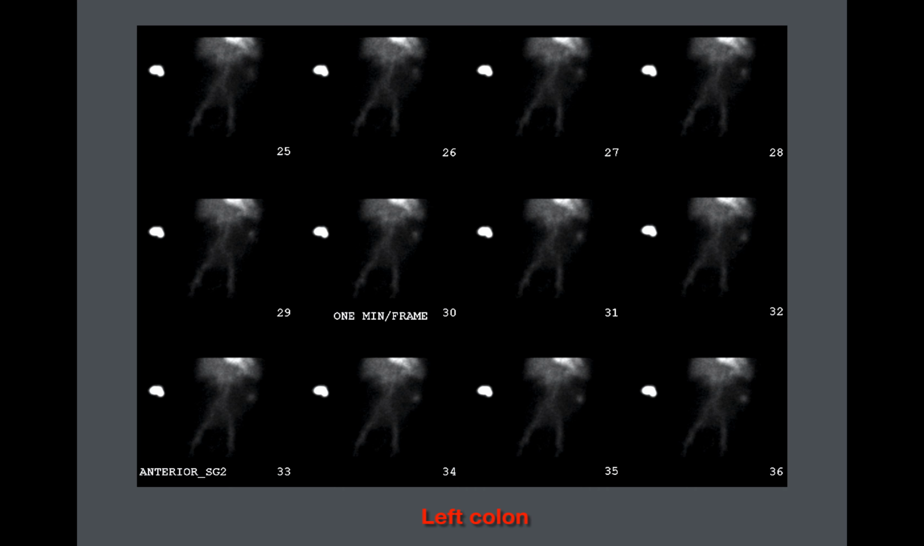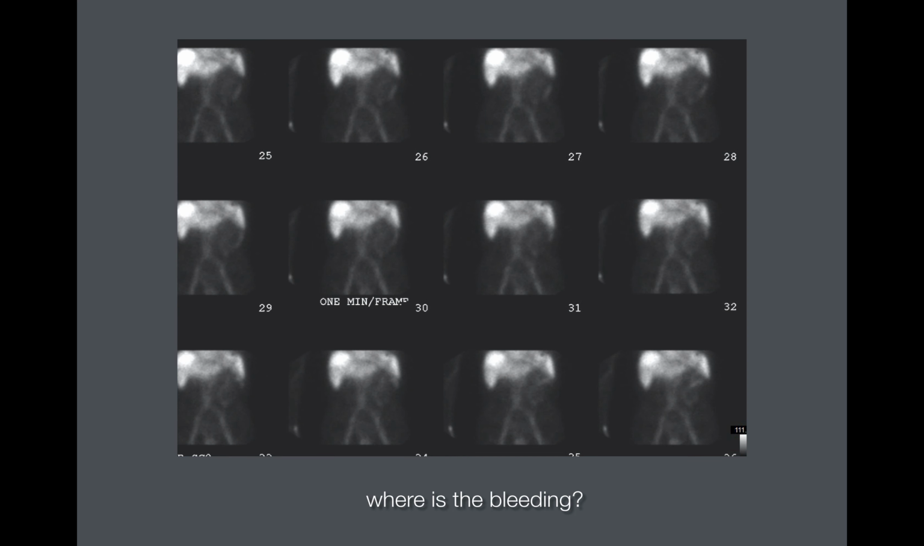Again, we see this dot. On the static images, the dot does not move, so we need to look at the cine images to confirm that the dot is going to be moving along the course of the left colon. Okay, how about this example? Do you see the bleeding, and where is the bleeding?